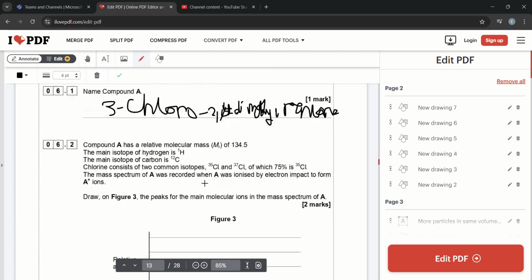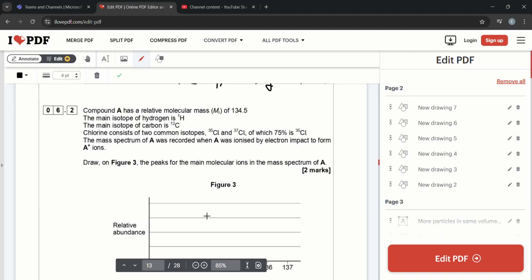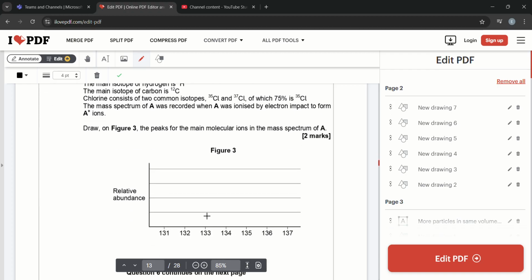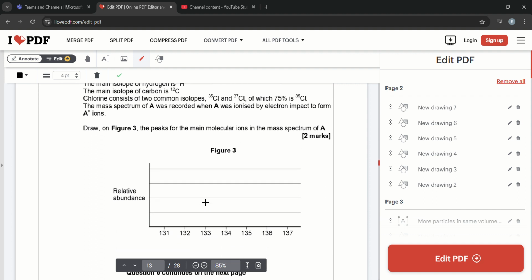Then it says, draw figure 3, the peaks of the main molecular ions in the mass spectrum of A. So we know that 75% is 35Cl, and therefore 25% is going to be the rest. So what we want is, each bar represents 25%. So 134 at 75%, and then 136 at 25%, and that will give us a total of 100%.